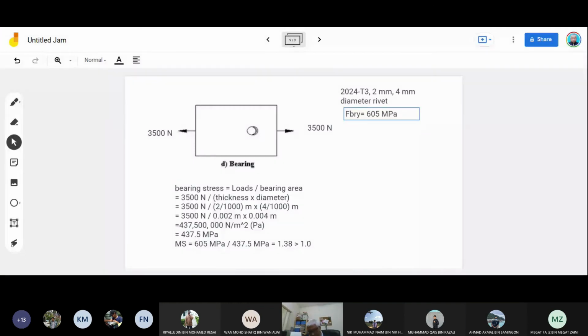Sir, sorry. I want to ask, what does FBRY mean, sir? Bearing yield. Bearing ultimate, bearing yield. At bearing ultimate, the material has failed already. Bearing yield is when the material starts to go into the plastic region. It means after yield, the material will deform permanently.